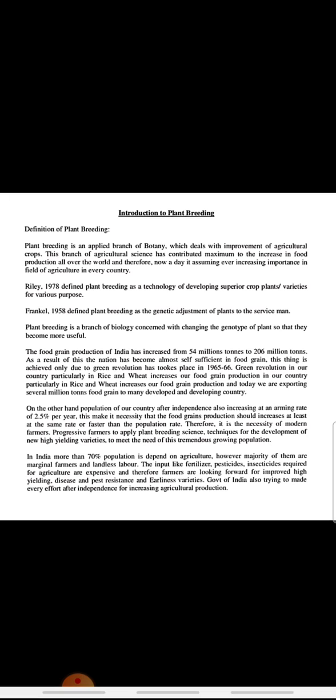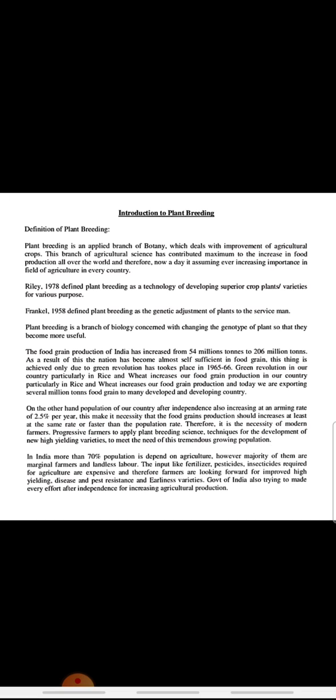This branch of agricultural science has contributed maximum to the increase in food production all over the world, and therefore nowadays it is assuming ever increasing importance in the field of agriculture in every country.